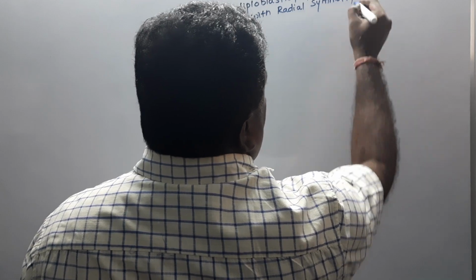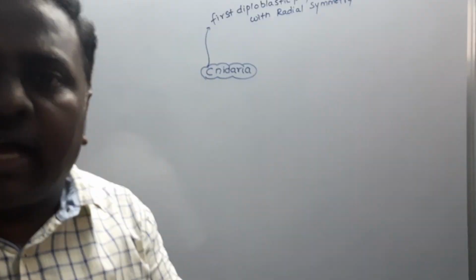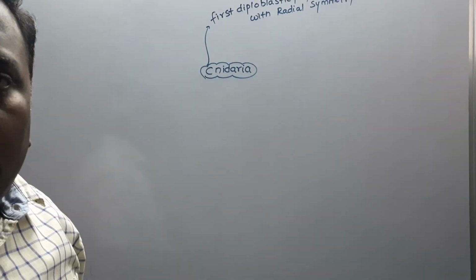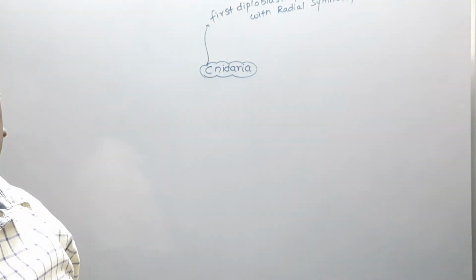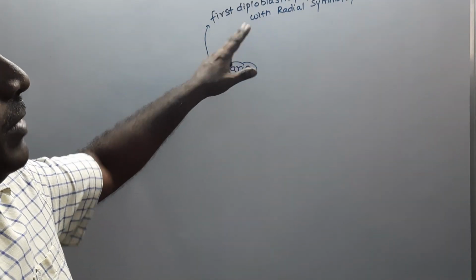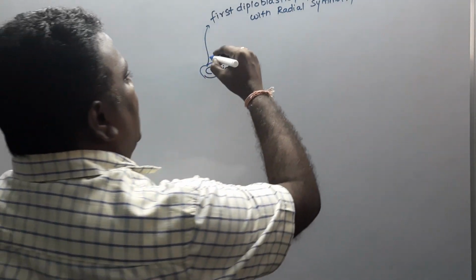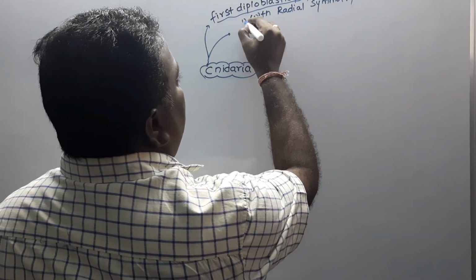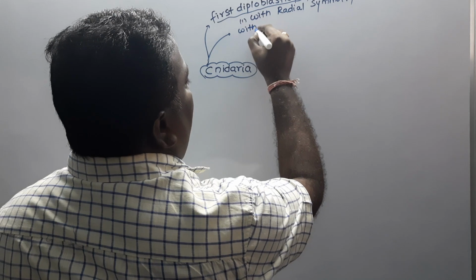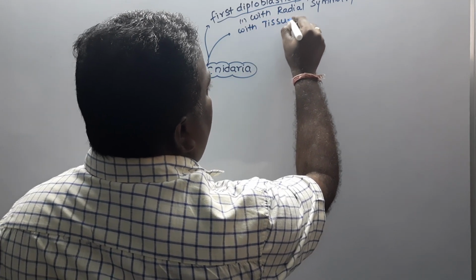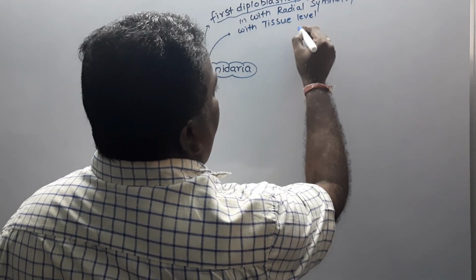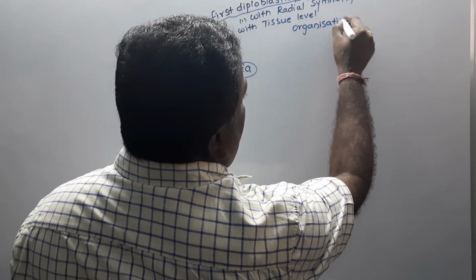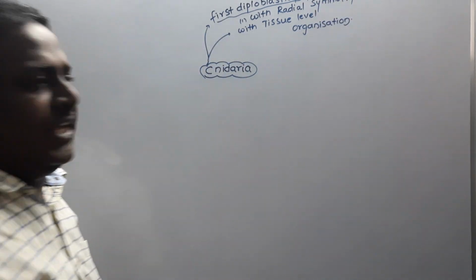And this is considered as the first diploblastic phylum, which has outer ectoderm and inner endoderm in its body wall. The cells of the embryo show two layers, outer ectoderm and inner endoderm. And this is the first phylum with the tissue level of organization. So, what is the first phylum with the tissue level of organization? It is seen in the Cnidarians.